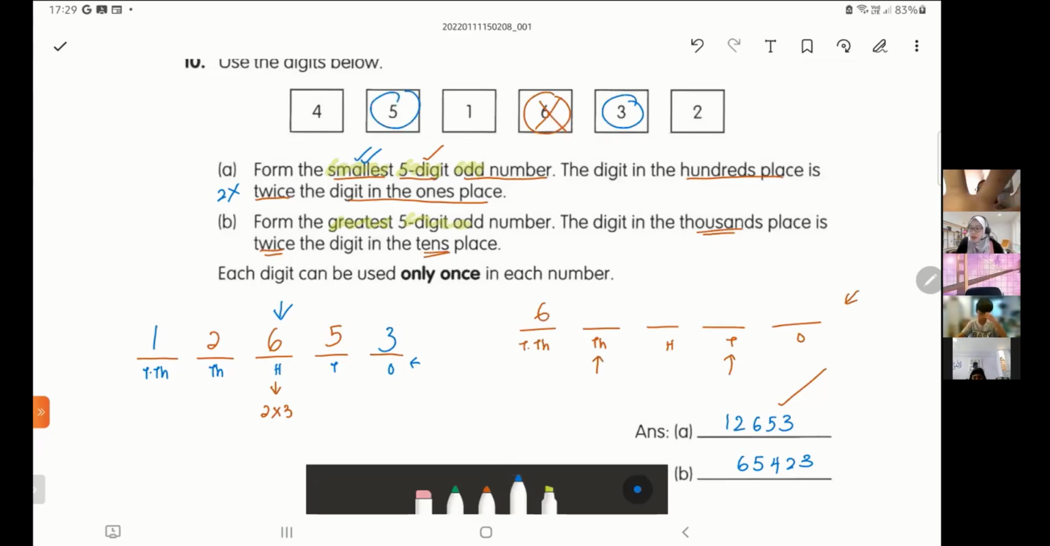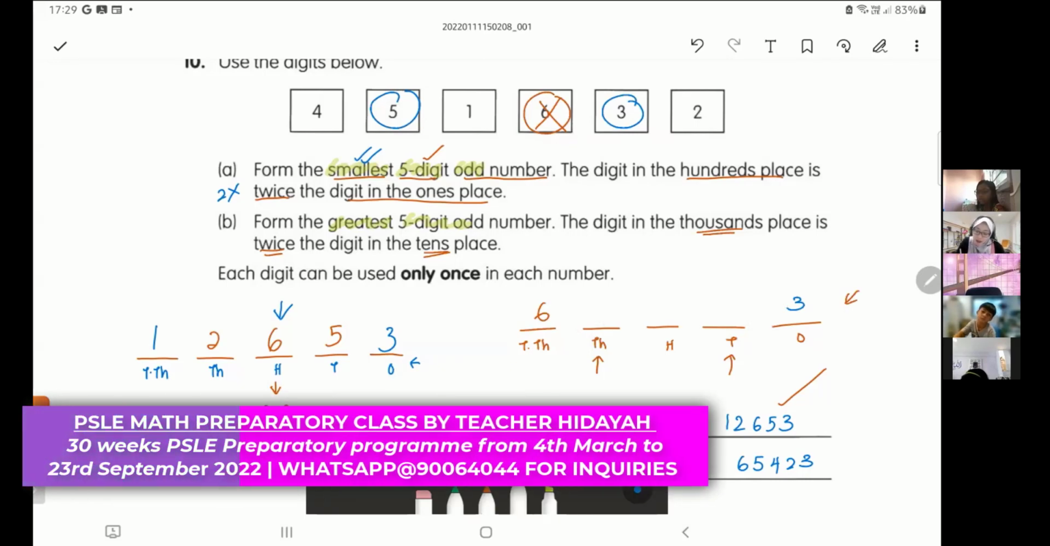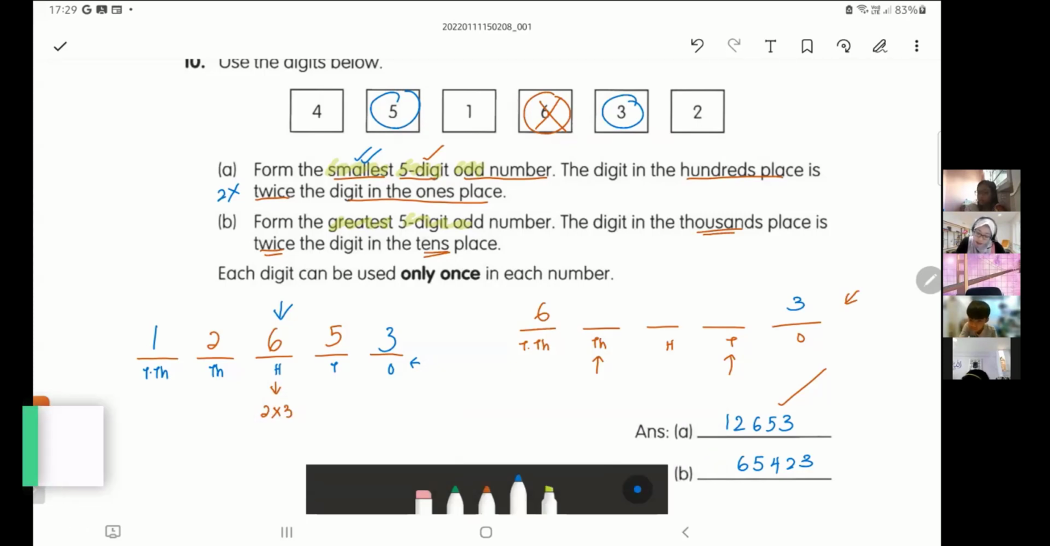Which one is the option that I can use? I'm going to use 3 again. Okay, so the thousands place and the tens place is available here, right? I want it to be twice the number in the tens place. So the tens place, if I put 2, then the thousands will be 2 times 2, that is 4. I can use 4.